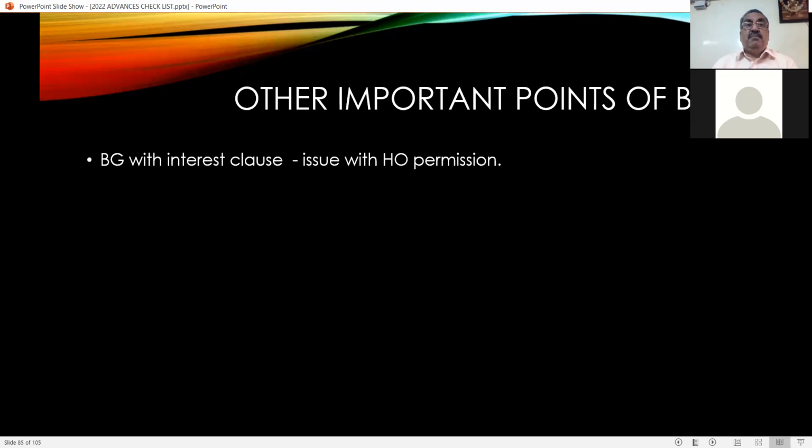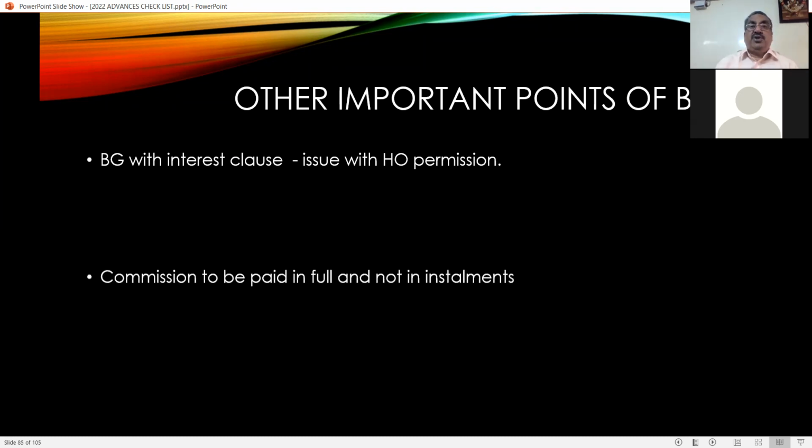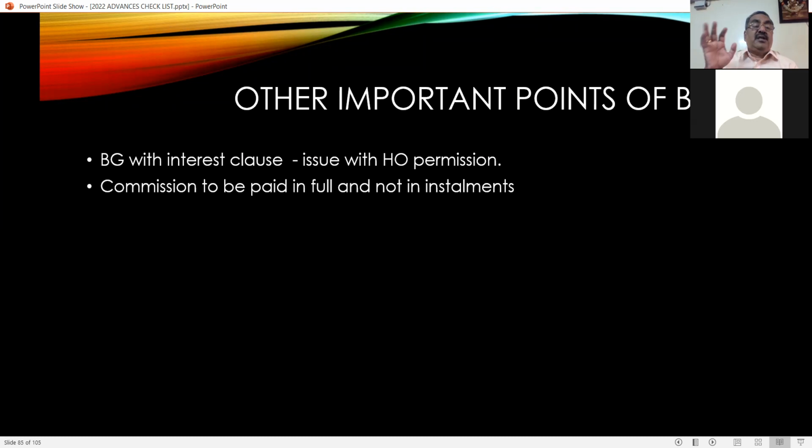Next one is BG with interest clause. Suppose they say that with interest, that means if the bank guarantee is not fulfilled within the stipulated time, we will make the payment with interest. So that is the BG with interest clause. Then this has to be issued only with the head office permission, that is, bankers are liable to make the payment of interest. So this has to be issued only with the head office permission.